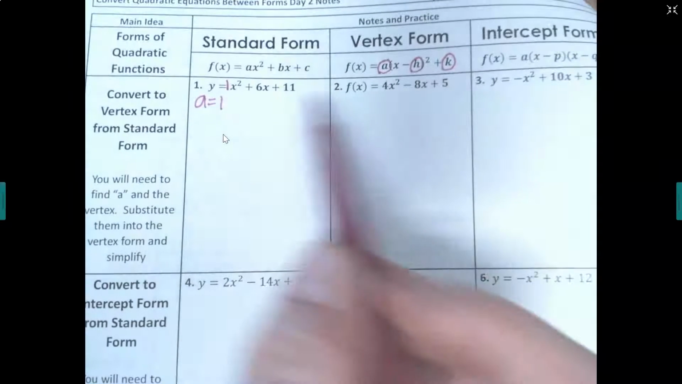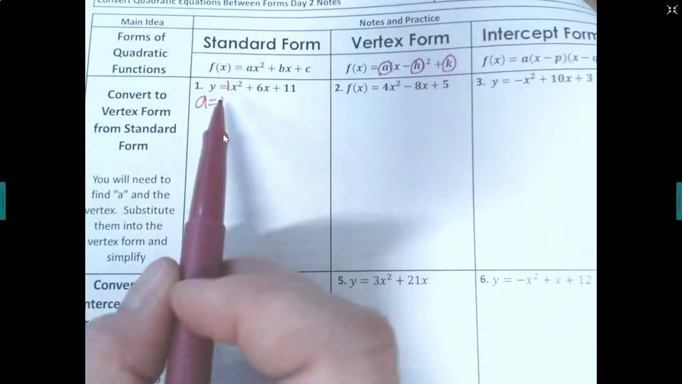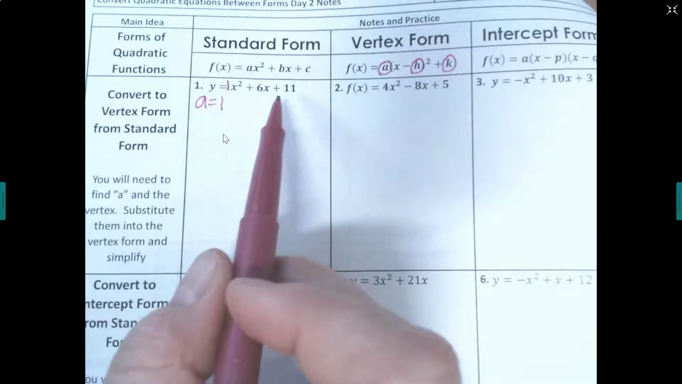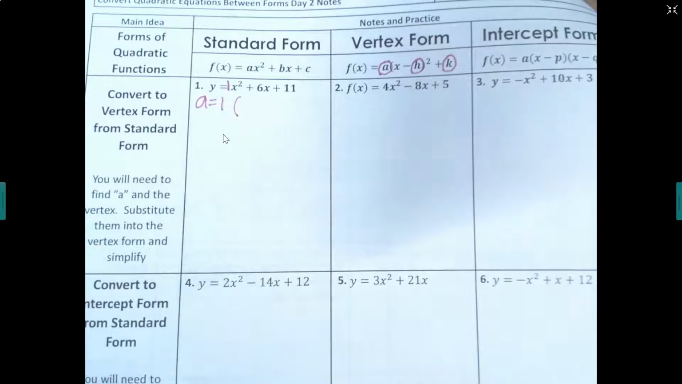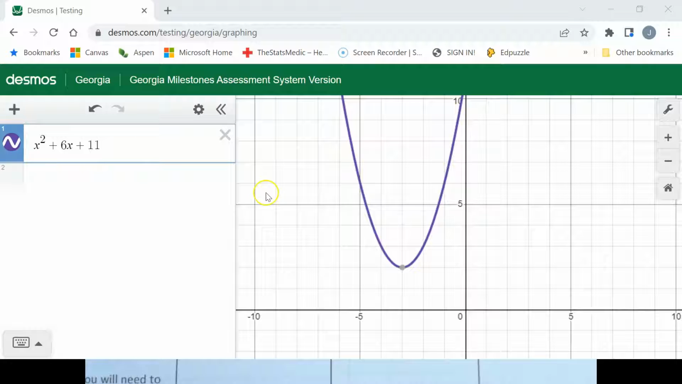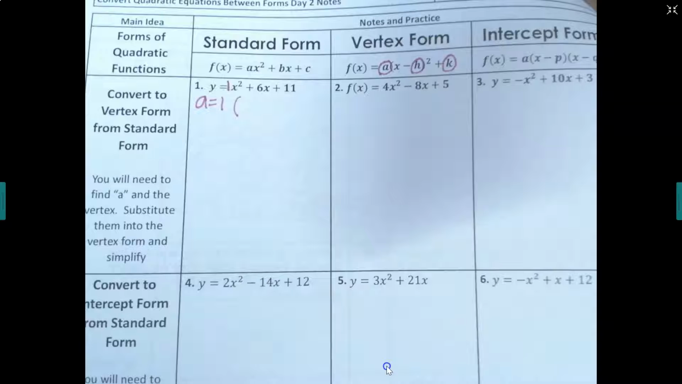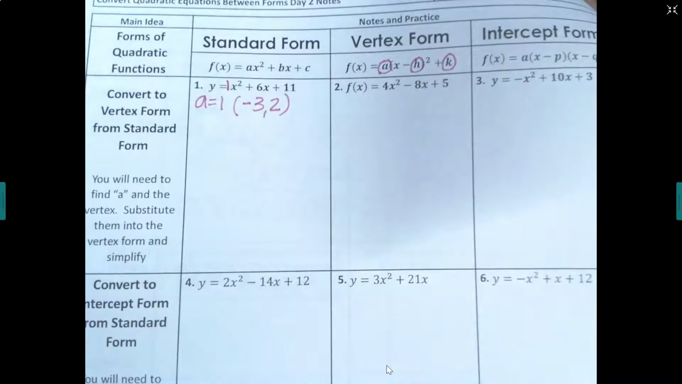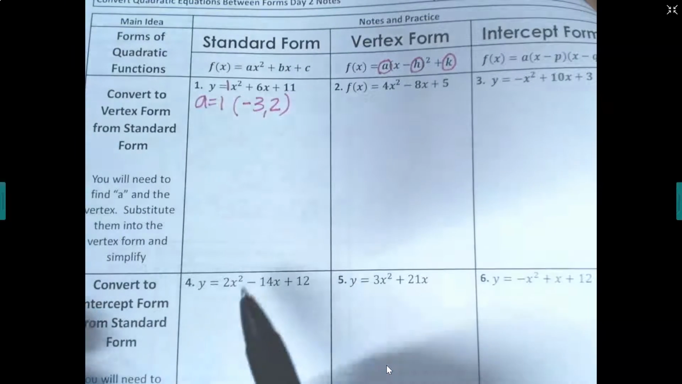What I need now is the vertex. So pause the video and put this equation into Desmos and get the vertex out. Come back once you have finished. So here we have our equation in Desmos, and when I look, I see that my vertex is -3, 2. So I'm going to write -3, 2. That's all I need to be able to plug this in to be in vertex form.